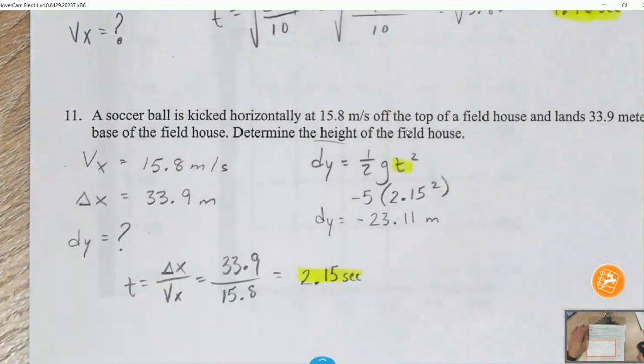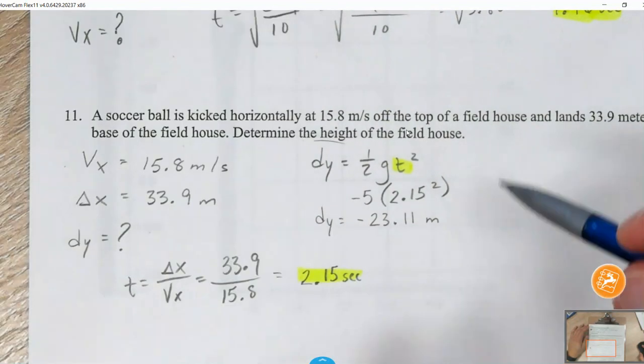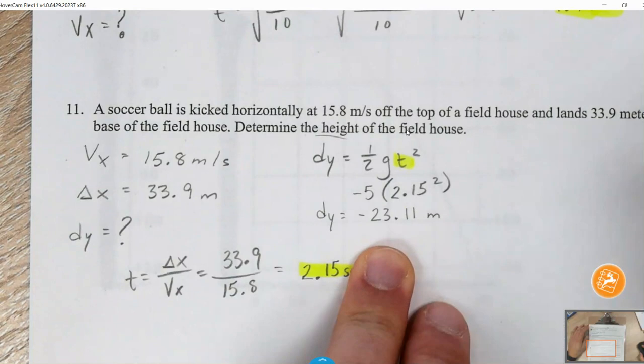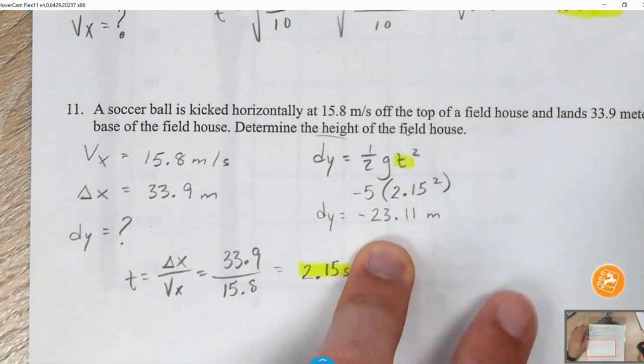Now, dy is technically what? Displacement. So is this a valid answer for when they ask you to solve for the height? How high was the house? No. So just drop the negative.